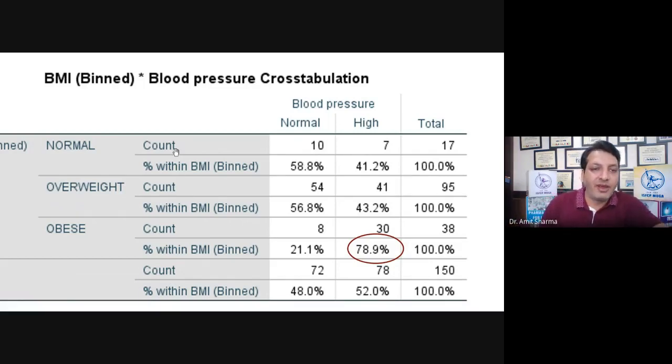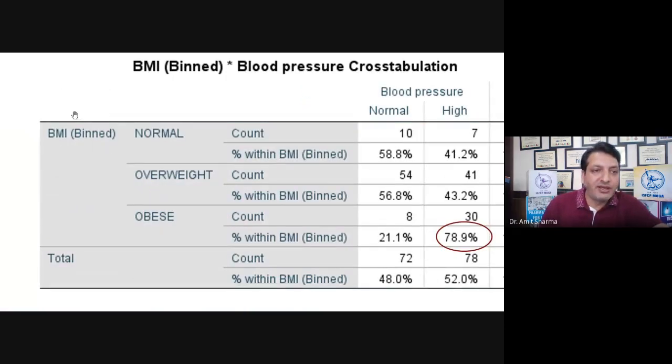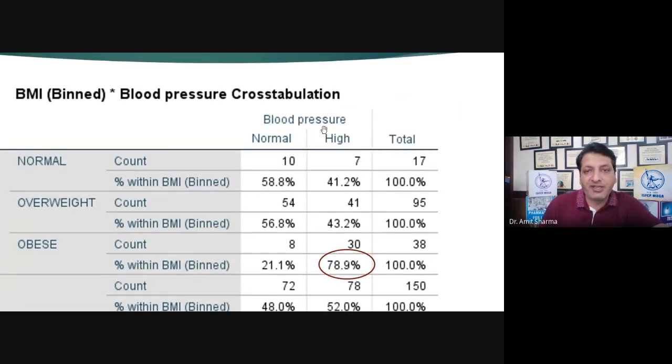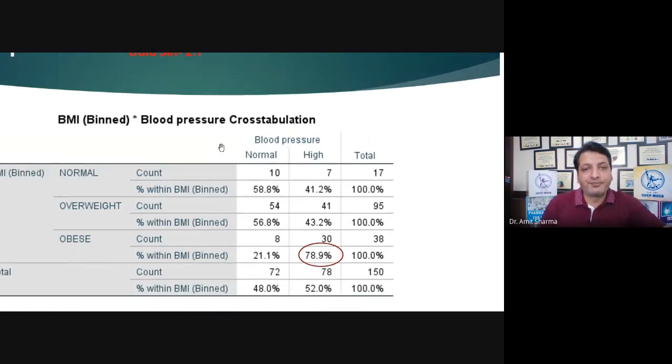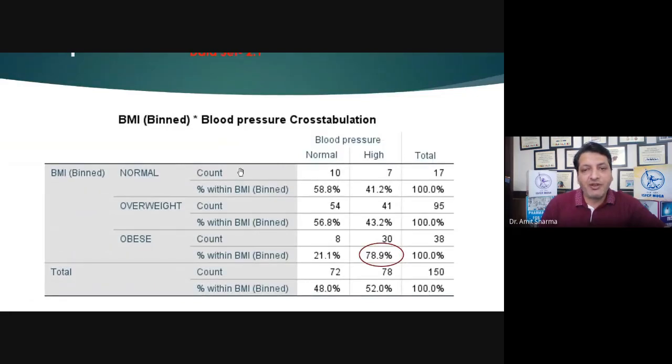So you can see what we have found. The first variable is written on the left-hand side, that is BMI, and it shows how many groups we have under BMI. Under BMI we have three groups: normal, overweight, and obese. And on the top we have blood pressure. Under blood pressure we have two groups: patients having normal blood pressure and patients having high blood pressure. So you have to cross tab this table. That means X versus Y you have to compare. That means how many persons have normal blood pressure but are overweight, that is 54, and how many persons are obese but have normal blood pressure, that is 8.